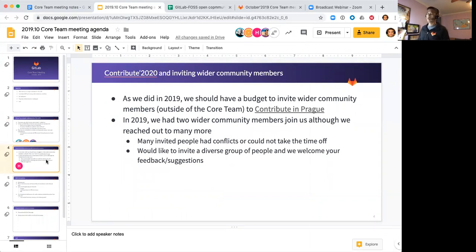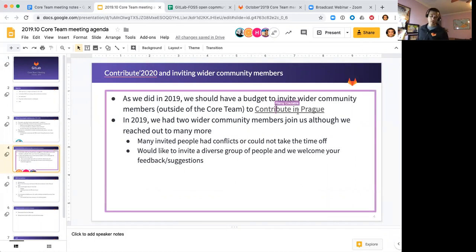Contribute 2020. I think it's old news by now, but we'll be in Prague in March. I don't know the dates, but if you click on the page, you'll see it. You'll probably all remember, most of you were in New Orleans several months ago. We had two wider community members join us outside of the core team: Marcel, before he joined GitLab at the time, and Hiroyuki joined us at the event.